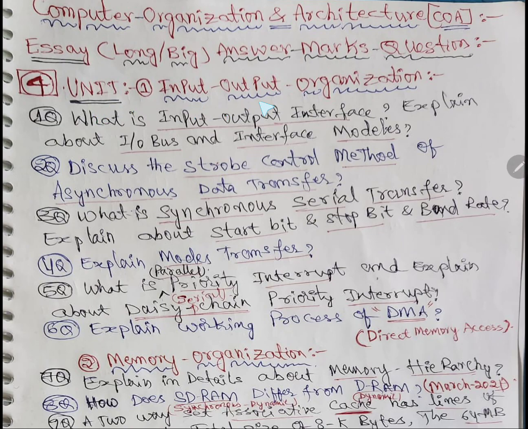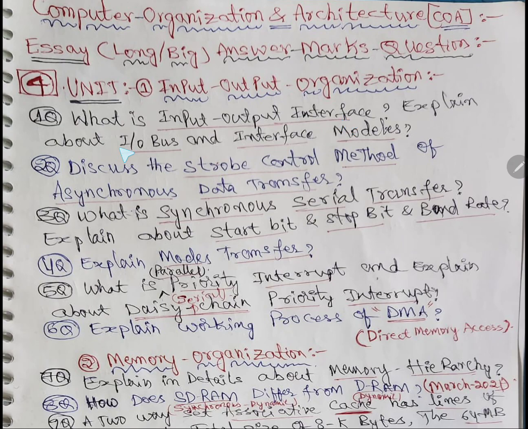Now the important questions. In the 4th unit we have 2 chapters: input output organization, and second, memory organization. As our subject is computer organization, imagine a computer: how it is organized, how hardware parts are connected, how the computer will be designed, how data will flow inside it. Here in input output organization we will go in depth in the 4th unit. What is input output interface? Here this is a direct question.